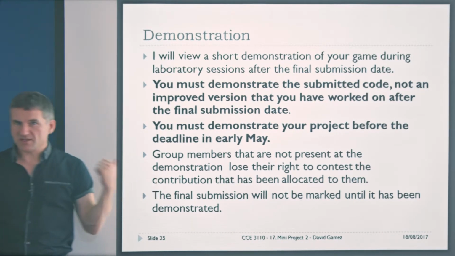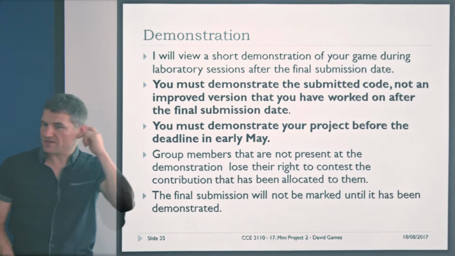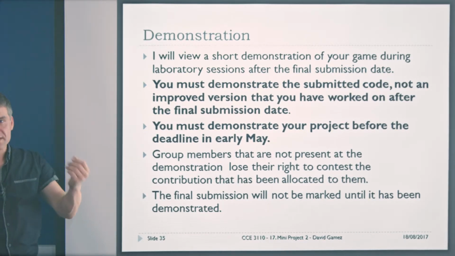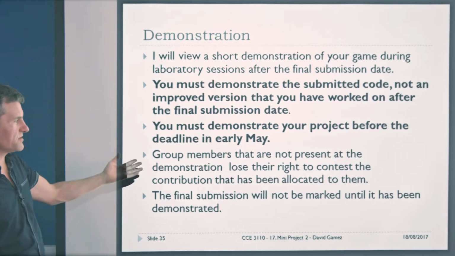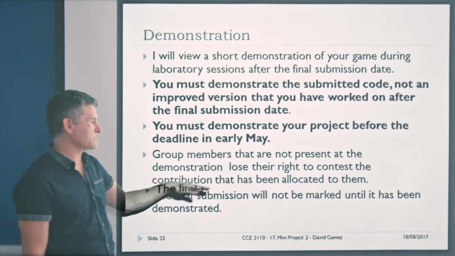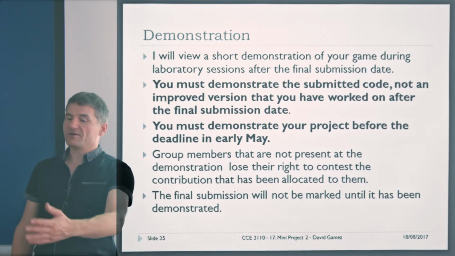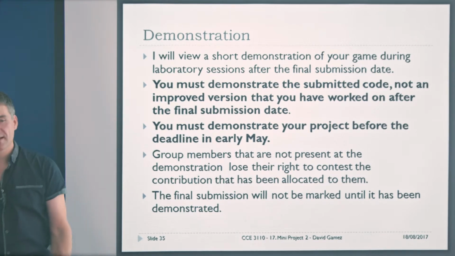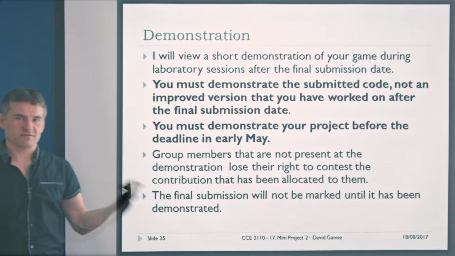Now, I'm expecting you all to turn up at the demo so I can ask you about your contributions and make sure that you all did what you said you did. If you can't be bothered to turn up to the demonstration without letting the other group members and myself know, if you just don't turn up, you lose your right to contest the contribution that's been allocated to you. So if Bob is allocated 0 contribution in the contribution spreadsheet and Bob doesn't bother turning up to the demo, then Bob loses his right to contest that 0 contribution.